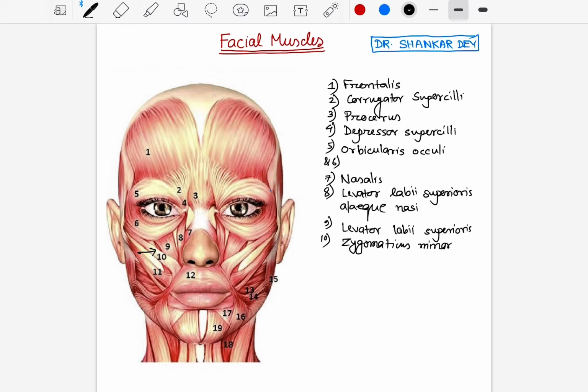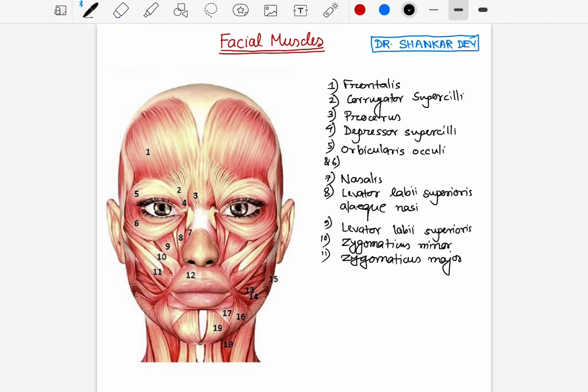So there is another muscle, number 11. What is this muscle? This is zygomaticus major. One is zygomaticus minor, another is major. Both these muscles insert into the angle of the lips. So these are zygomaticus major and minor.